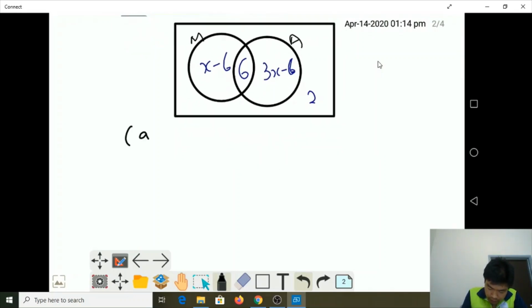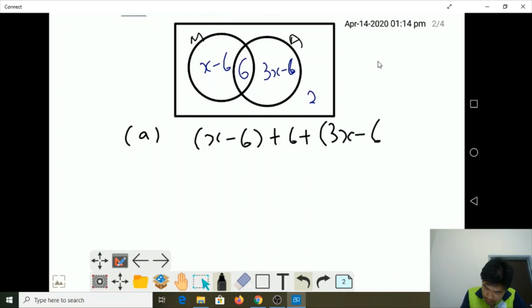So A. What is the equation? x minus 6 plus 6 plus 3x minus 6 plus 2 equals 36. So solve for this. Okay, I'm going to simplify the left hand side.